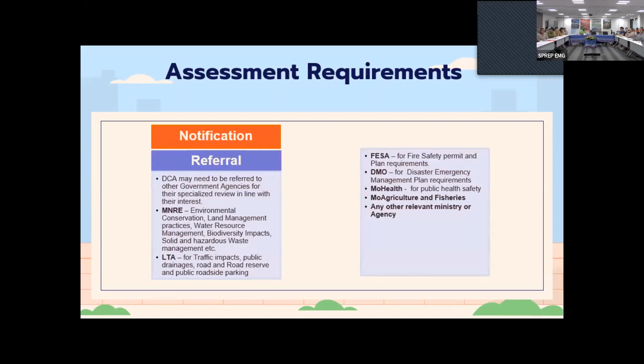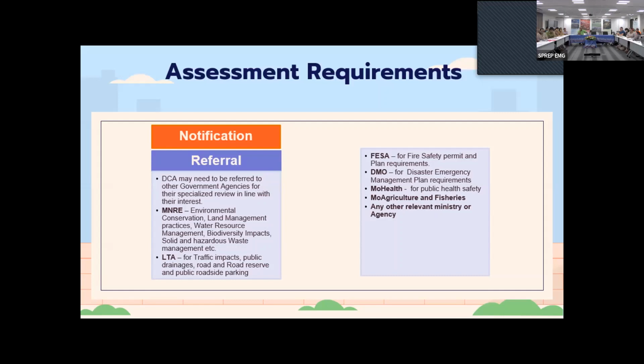The second requirement that we will need is what we call the referrals. Based on the nature of your development consent application, we will refer it to other government agencies, especially those with specialized knowledge in a particular area, for their comments and review of your application. For example, for any development that has an impact on the environment and conservation, biodiversity, land management issues, government land, water resources, or waste management, we will refer it to MNRE for specialized comments on the application.